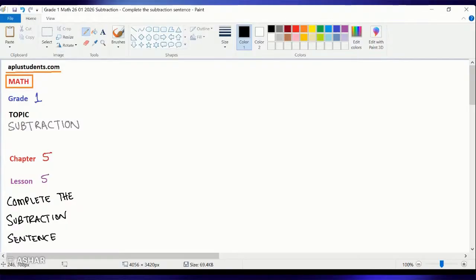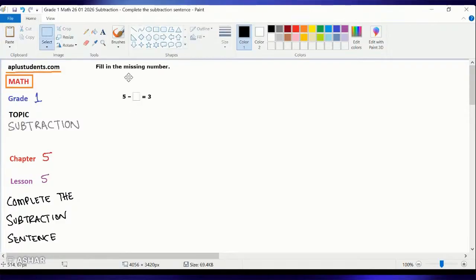Okay, so let's go to high pressures. Welcome to the class. So we are doing grade 1 maths. The topic is subtraction. Okay, it is chapter number 5 and lesson number 5. Let's look at the first question that we have. They are asking us to fill in the missing numbers. Okay, let's see what we can do with this question.